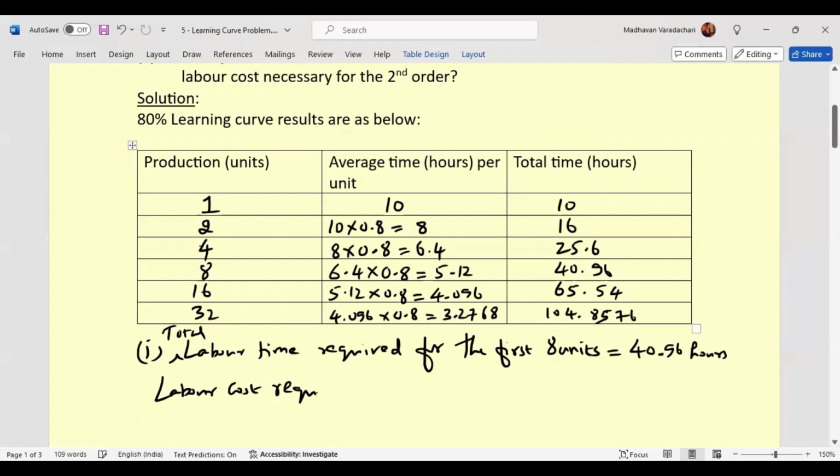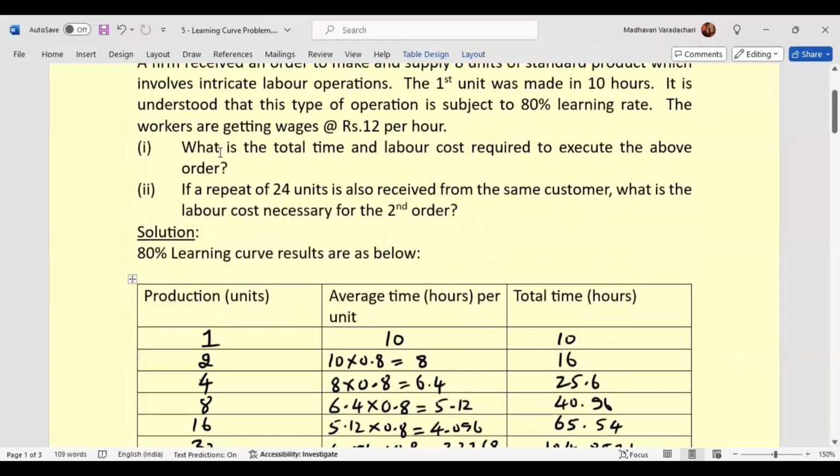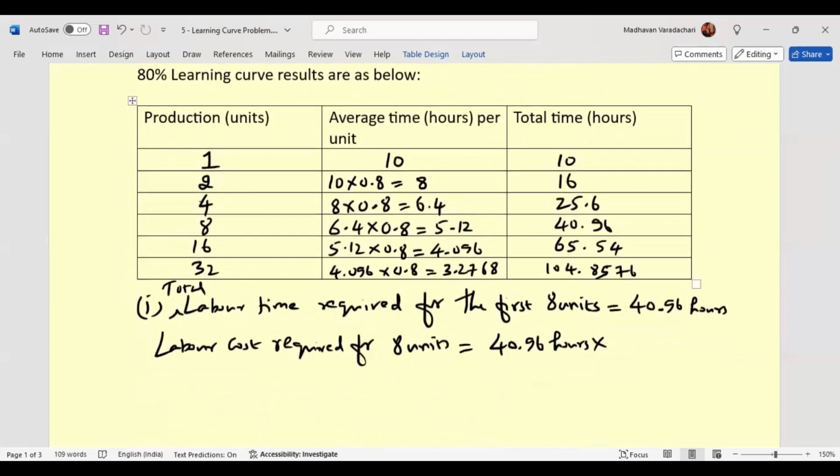Then the labor cost required for 8 units will be this time, that is 40.96 hours, multiplied by the labor cost per hour that they already gave us, rupees 12 per hour. That will give us rupees 491.52.